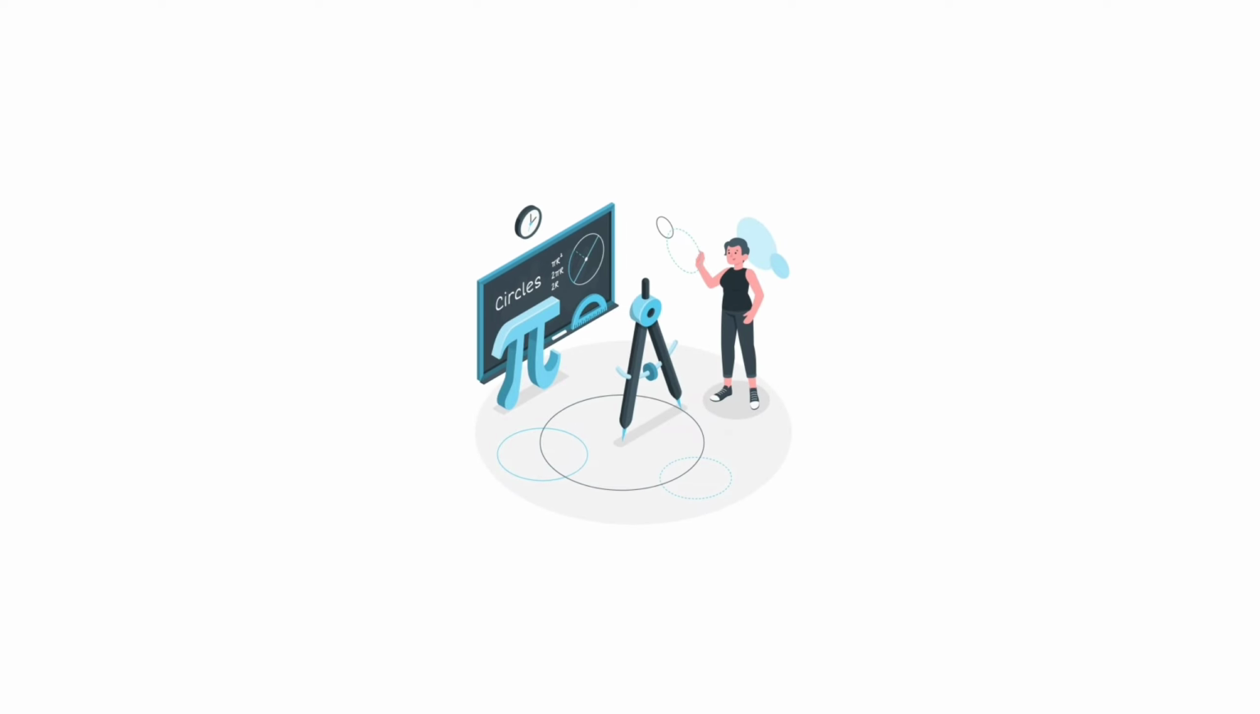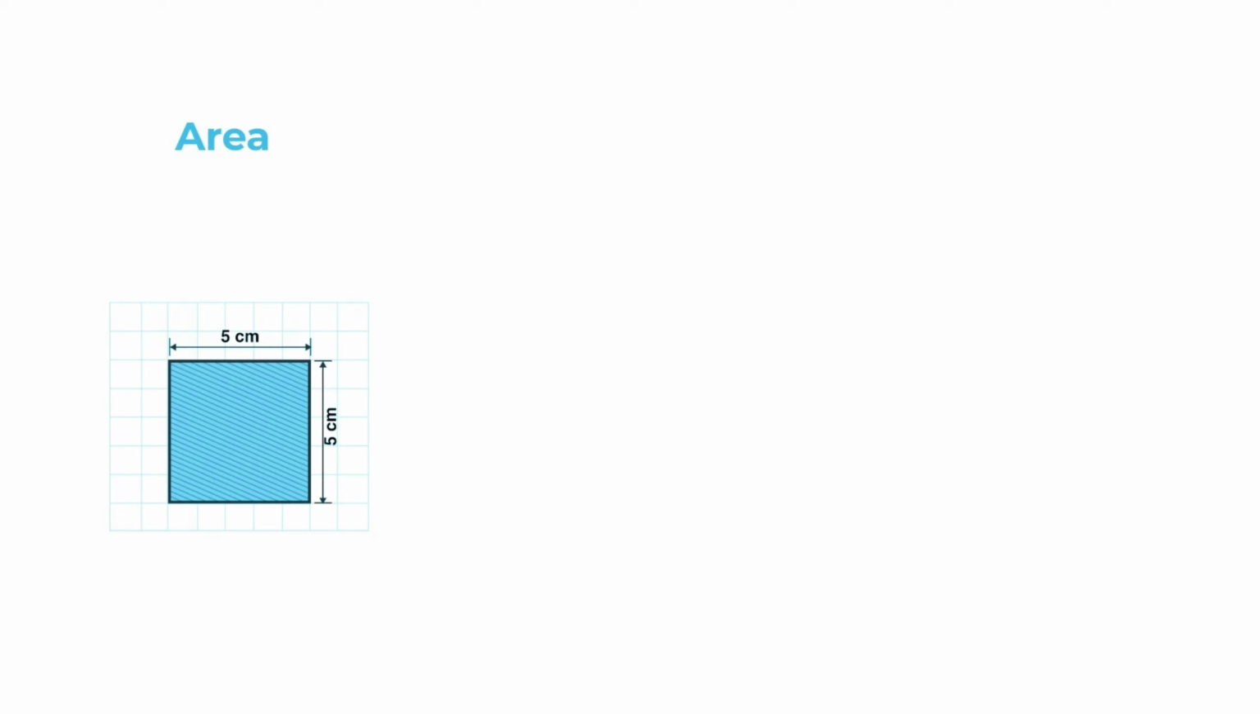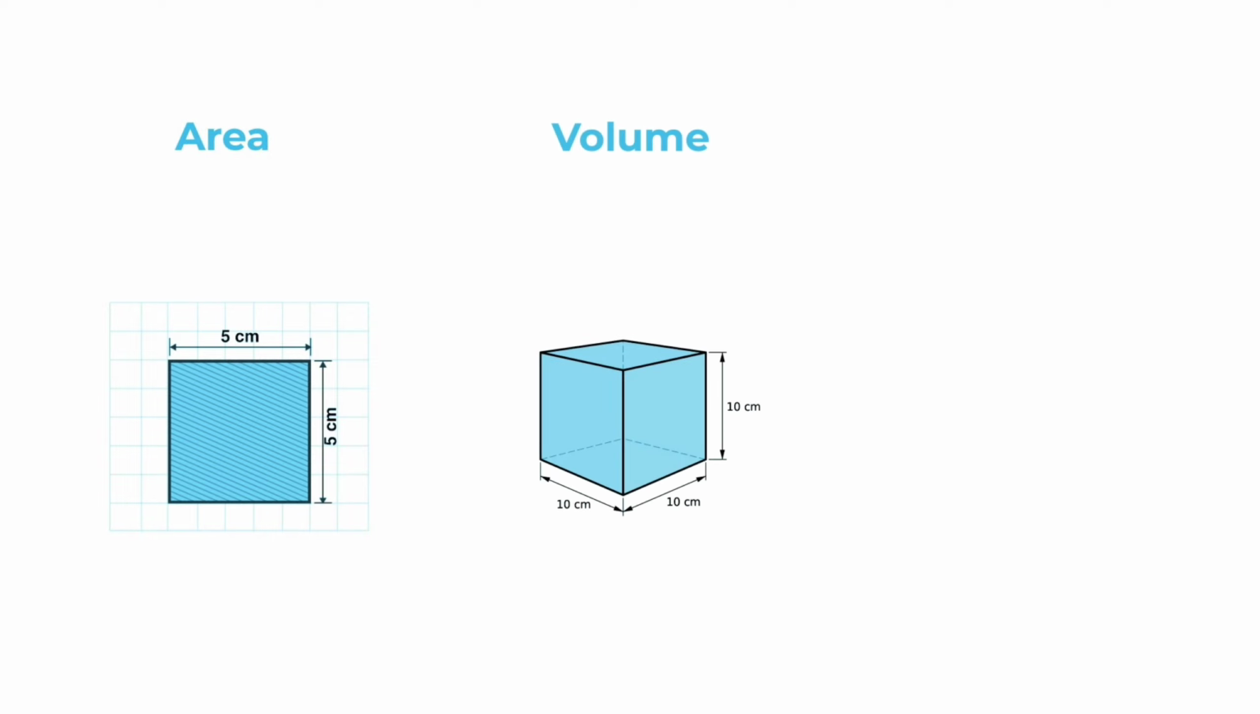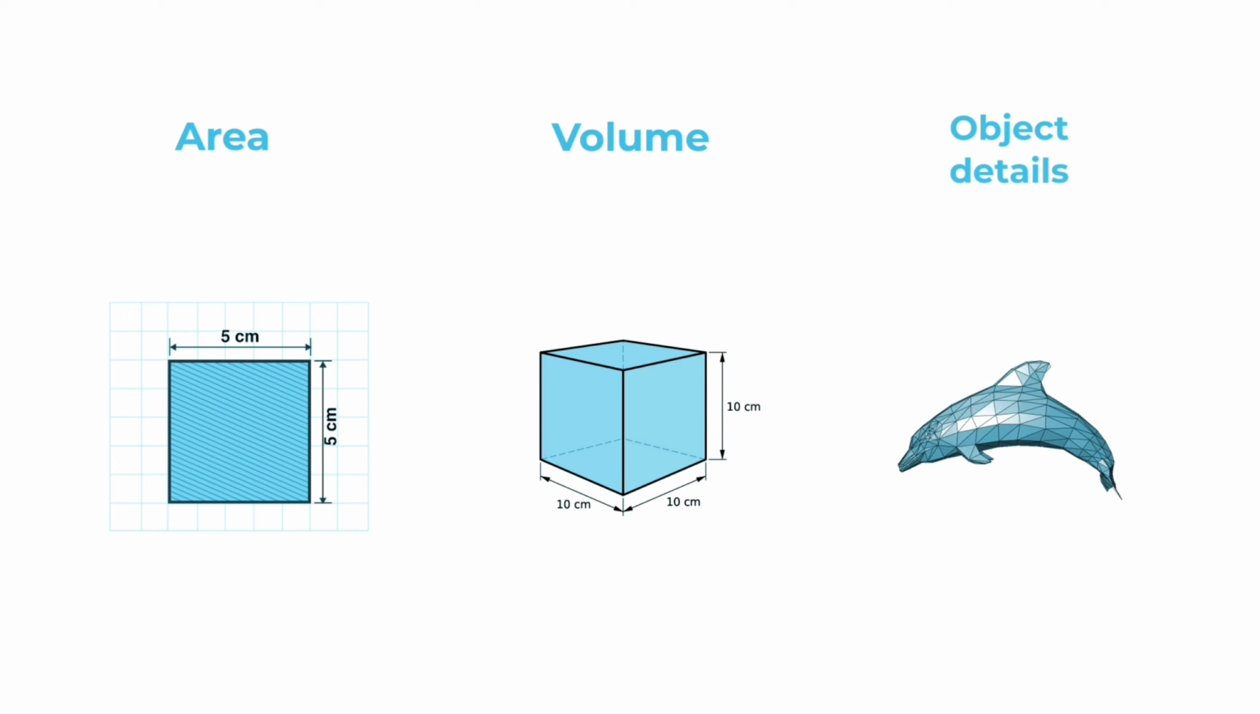Now, let's go over what it means to work with the concepts we just learned. First, we'll go through working with an area. Next is working with volume. And lastly, working with object details. These concepts are important in understanding how digital 3D objects behave in a CAD workspace like SelfCAD.